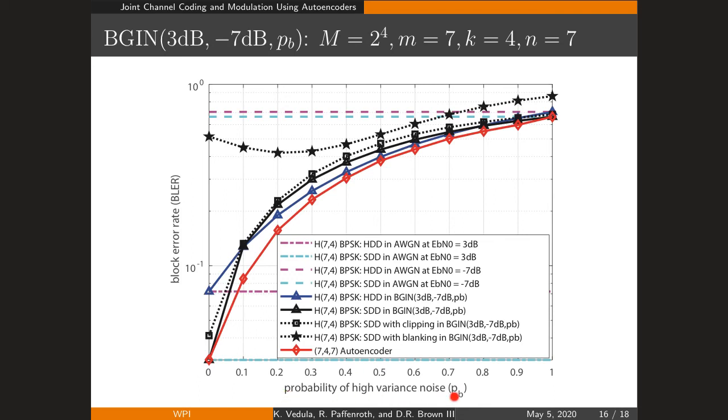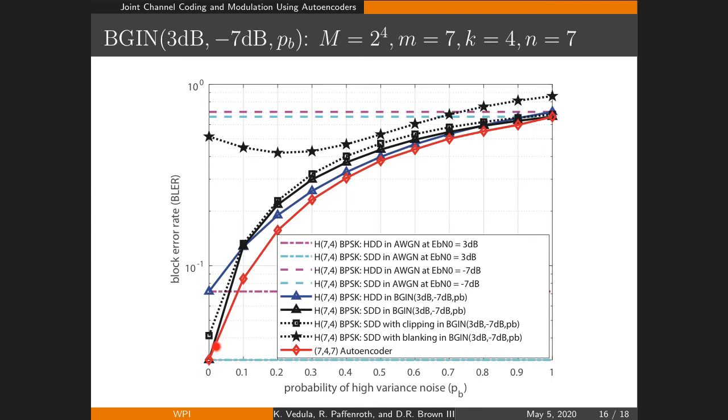Now the x-axis is PB, the probability of high variance noise, or the probability of entering a bad channel. So when PB is 0, we always enter a good channel, and when PB is 1, we always enter a bad channel. That's what these horizontal lines represent, when we always enter a good AWGN channel and when we always enter a bad AWGN channel. We also note that the blue line here represents hard decision decoding, and the black solid line represents soft decision decoding. We also have some heuristic methods represented by stars and squares, which represent clipping and blanking.